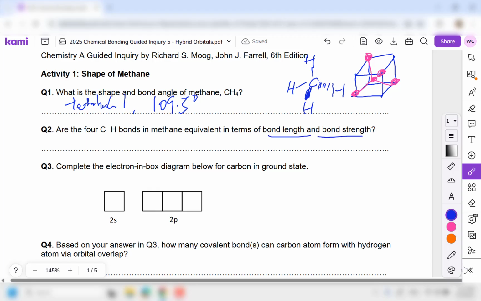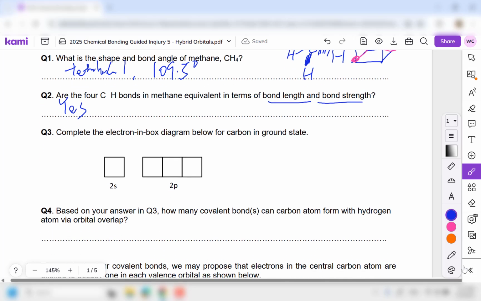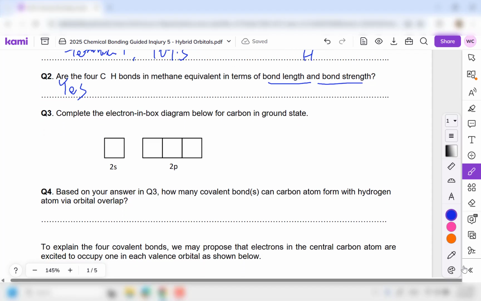This is like learned knowledge, so you kind of have to learn it. Either you check it out online or it's told to you as a truth. So the answer is yes, they're all the same. If you want to delve a little bit more into it, you can, but at least as of now, you don't need to. Having the same bond length and bond strength has some implications, so we're going to deal with that later.